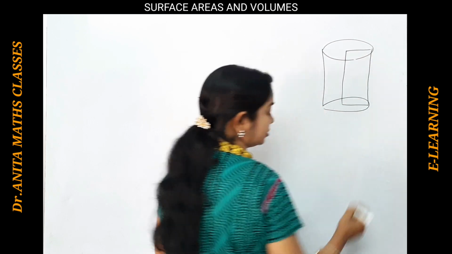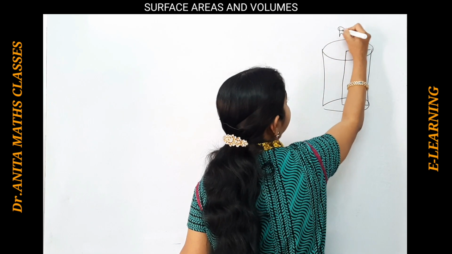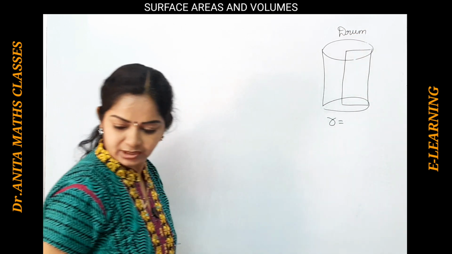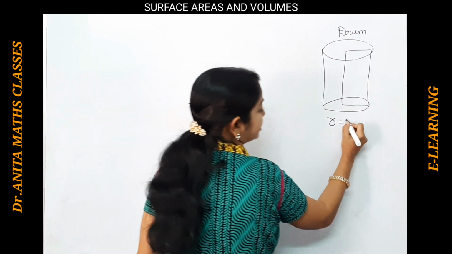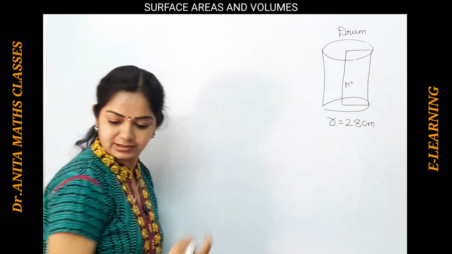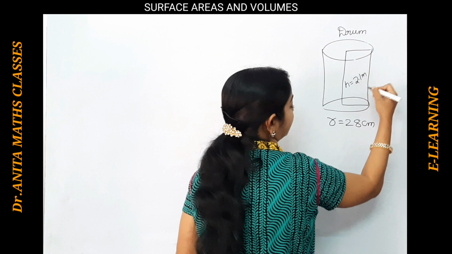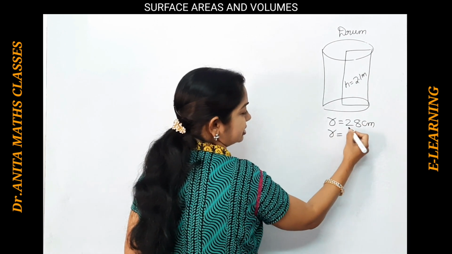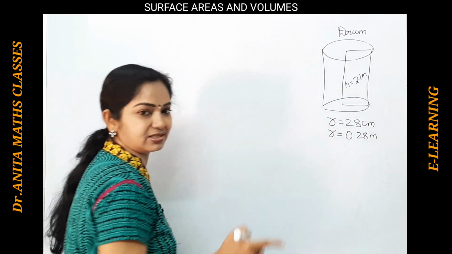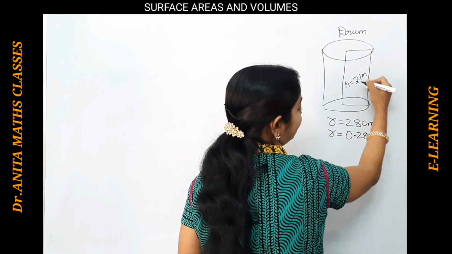This is a drum, a cylindrical drum, having a radius given as 28 centimeters and the height of the drum is 2.1 meters. So we will bring it into meters only. See here, this is in meters. If we write 0.28 meters, because we know that 1 meter is 100 centimeters, so 28 centimeters is 0.28 meters. So this is in meters, this is in meters.